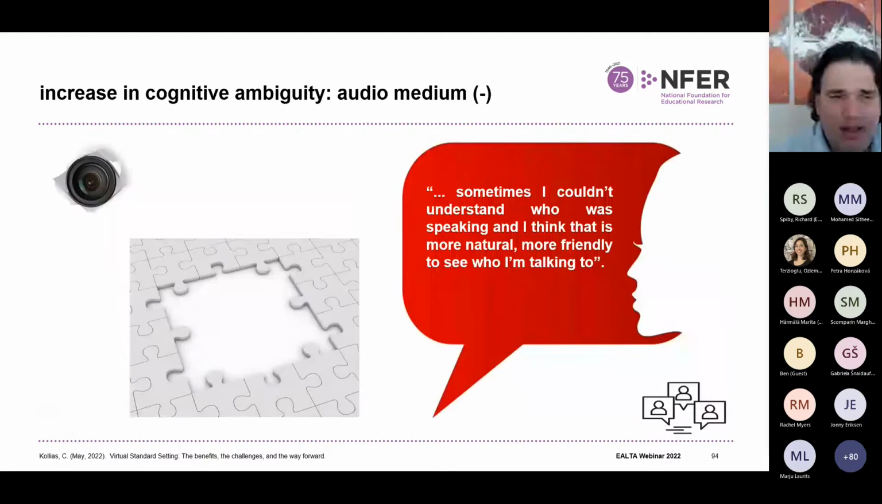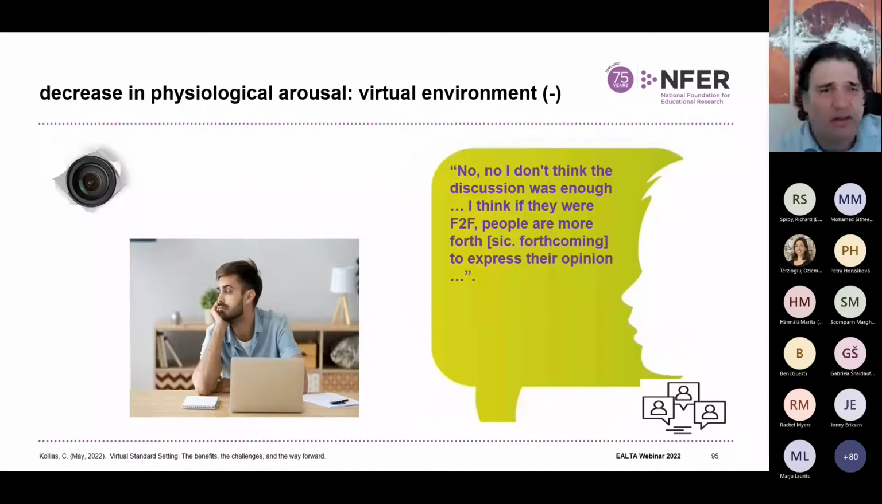Again, increase in cognitive ambiguity in the audio medium. Sometimes I couldn't understand who was speaking. I think that it's more natural, more friendly to see who I'm talking to. But at the same time, look at the virtual environment. No, I don't think the discussion was enough. I think if they were face to face, people are more forthcoming to express their opinion.